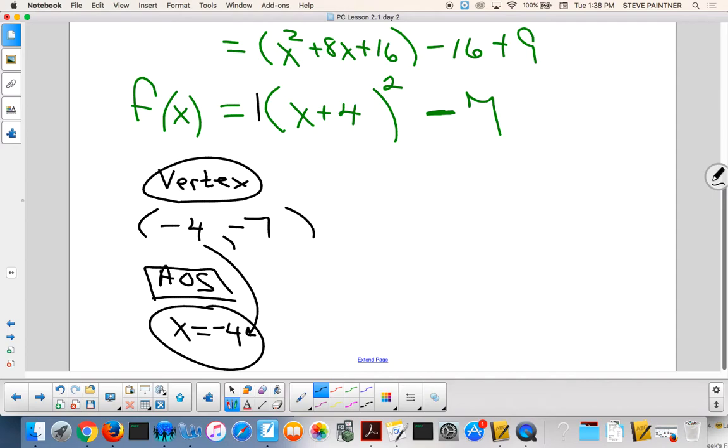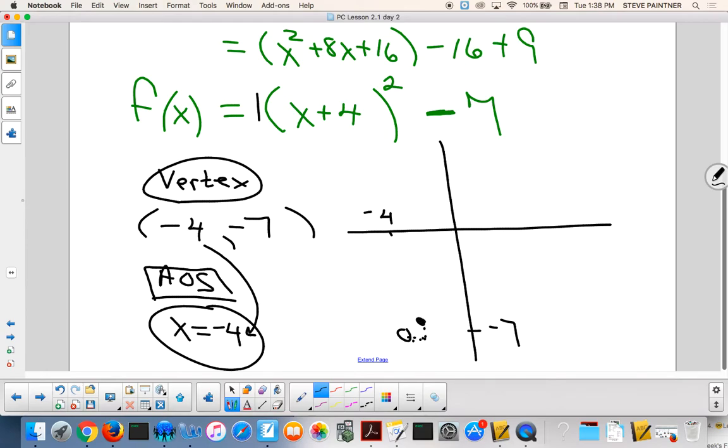Okay. A quick sketch would be like this. Okay, let's see. Left 4, down 7. Right above there. And we know the a value is positive 1. It goes up. Right 1, up 1. Right 2, up what? 4. Mirror it and mirror it. And what you're mirroring over is this line right here. There it goes.